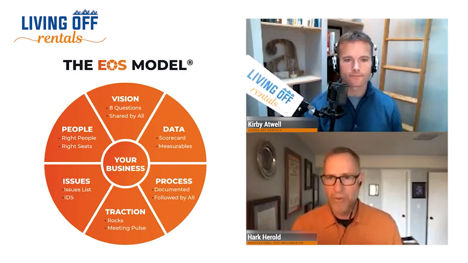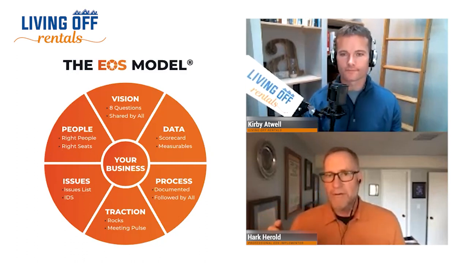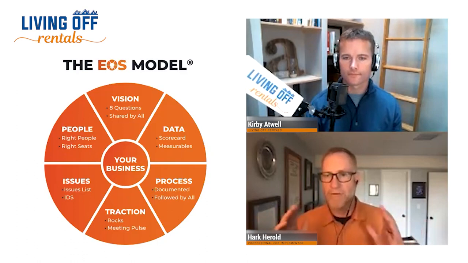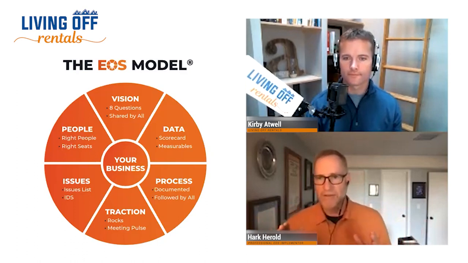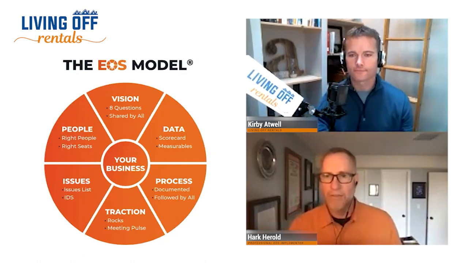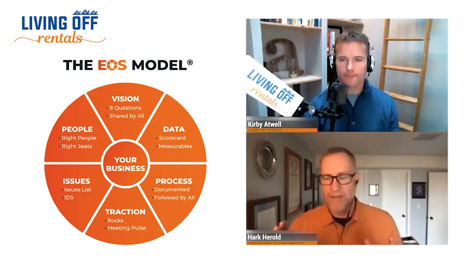The first thing we talk about is rocks. I already mentioned those in the VTO, the Vision Traction Organizer. This is about providing your organization with a 90-day world, a picture of what is important for the next 90 days. What are those 3 to 7 company rocks and 3 to 7 individual rocks that are the priorities for the next 90 days?